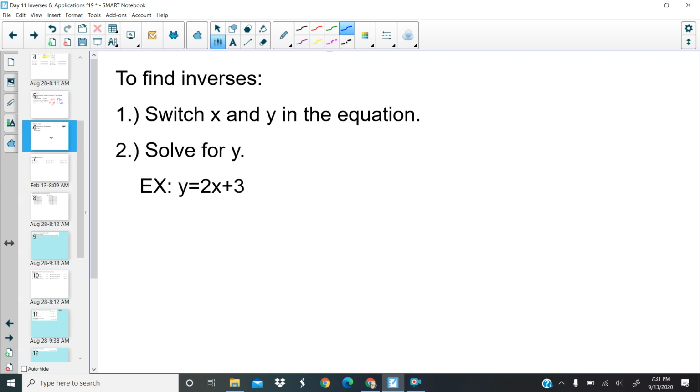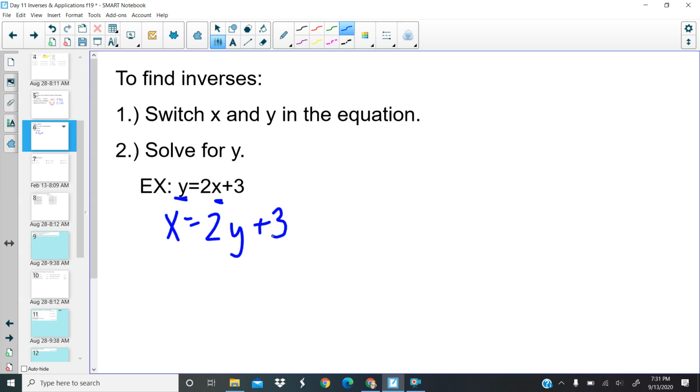The main thing you guys are going to be worried about is how to find inverses. The first step in finding inverses is to switch x and y. I have this example down here, so I'm just going to switch x and y in this equation. Don't overthink this part. Where you see a y, write an x, and where you see an x, write a y. So now you have x equals 2y plus 3.